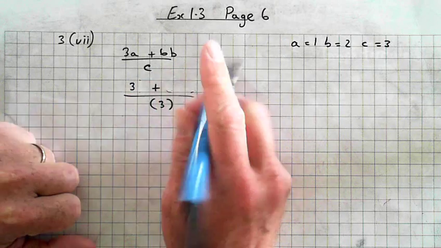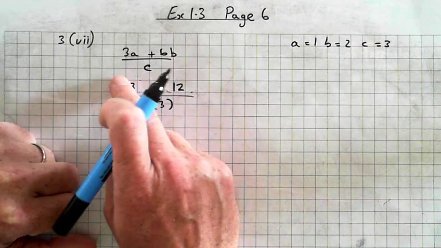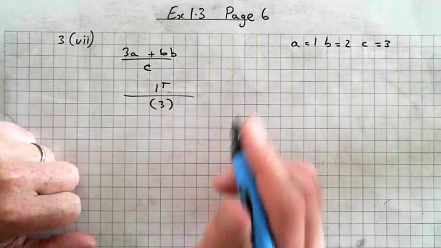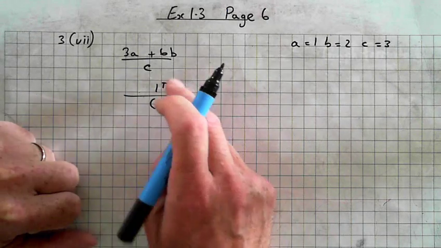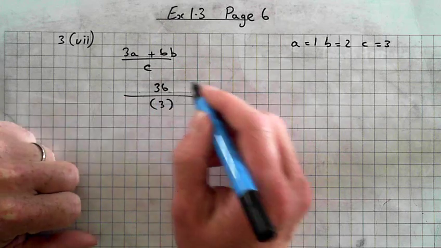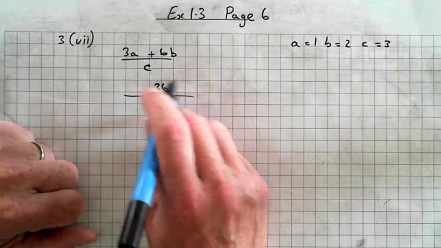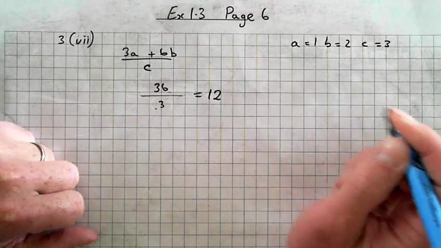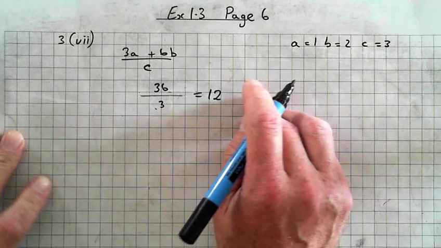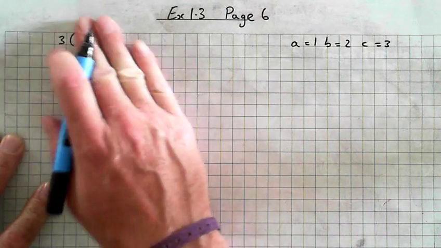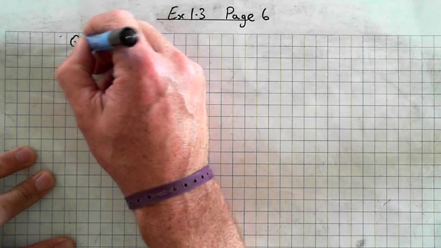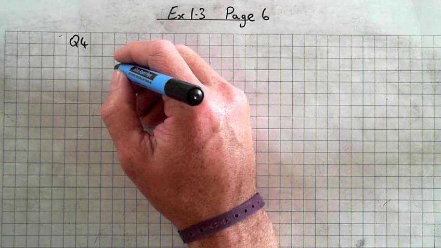6 times 2, 12. 3 times 12? 3 12s? And 36 divided by 3? 12. Okay? Alright, what's the next one? Question 4 part. You didn't say just any question.